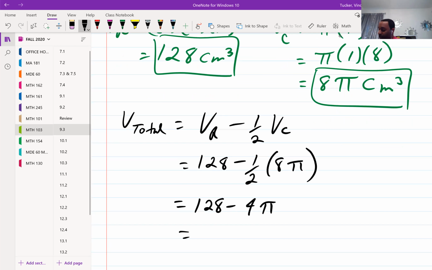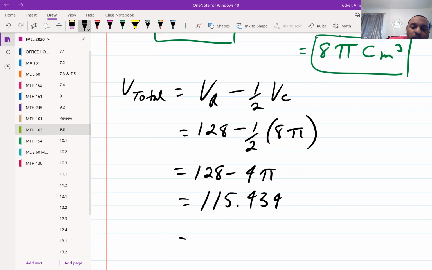So I would just put that in the calculator. I would do 4 times pi. I wouldn't do 3.14. I wouldn't round till the end. I usually just put like 4 pi or whatever in the calculator. Minus 120. So it should be 115.434, and it's round to the nearest unit. So it'll just be 115 cubic centimeters.